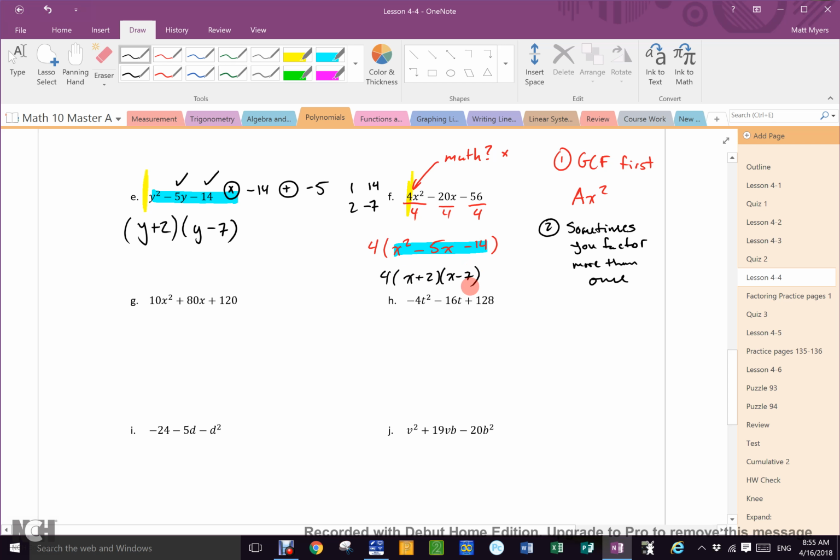Evan? There's a cube. Haven't seen that, right? What did you see, Aiden?